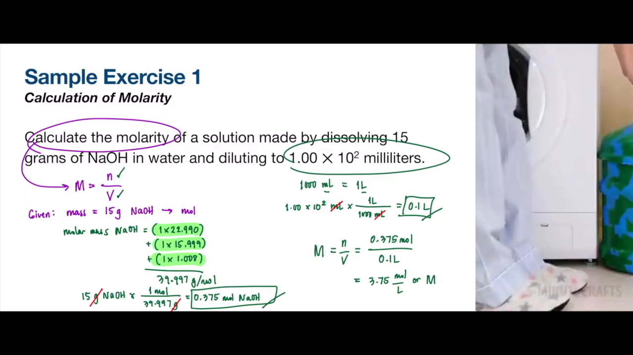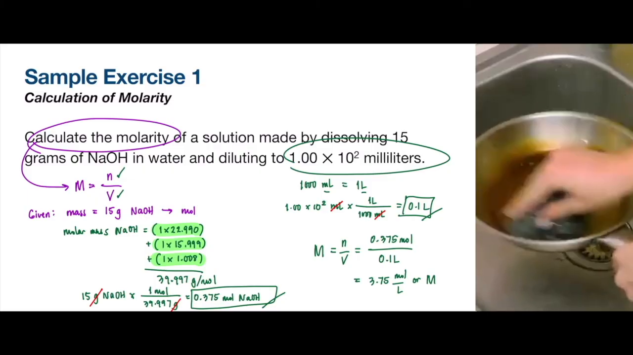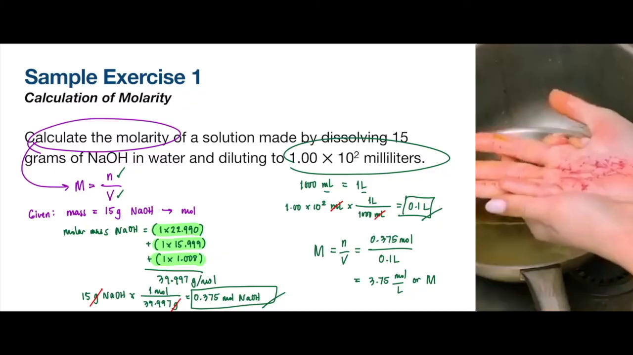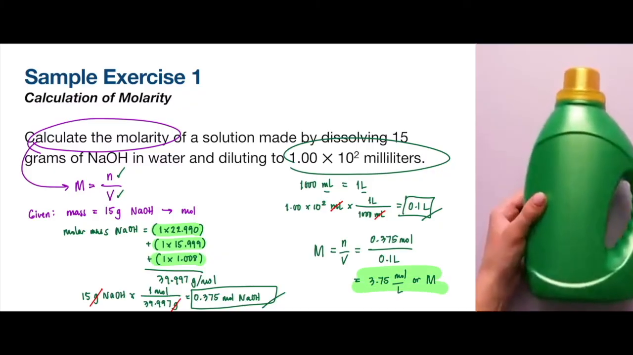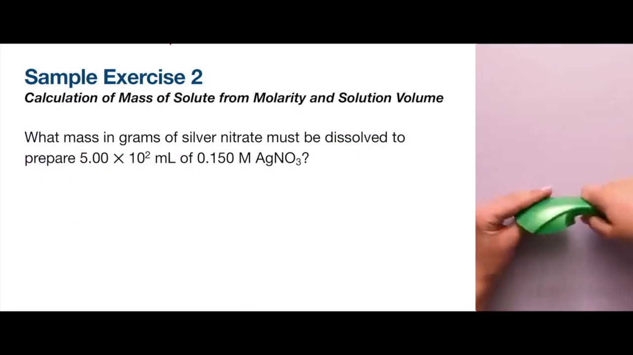Thus, the molarity of the solution made by dissolving 15 grams of sodium hydroxide in water and diluting to 1 times 10 raised to 2 milliliters is 3.75 molars. Now let's solve another sample exercise.